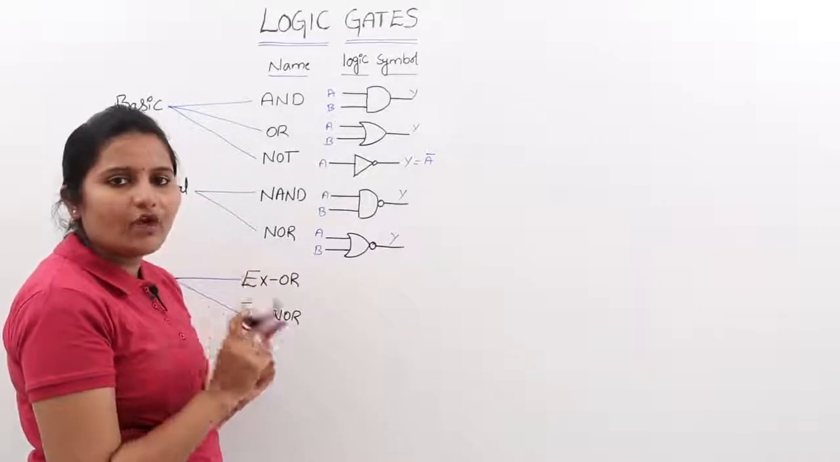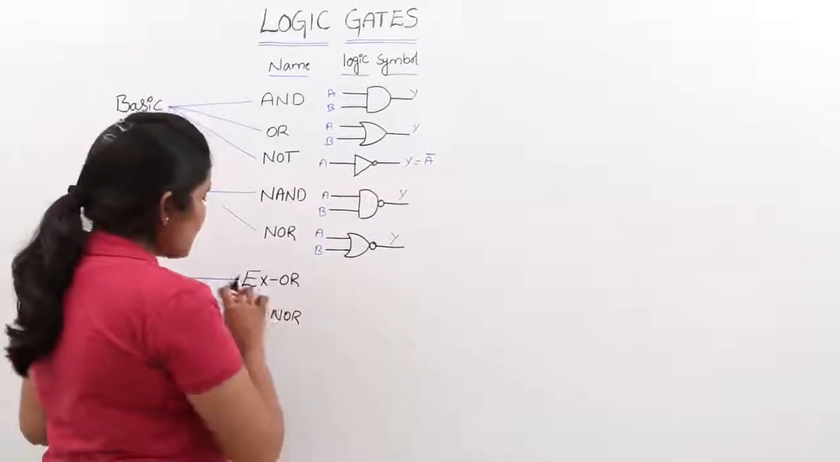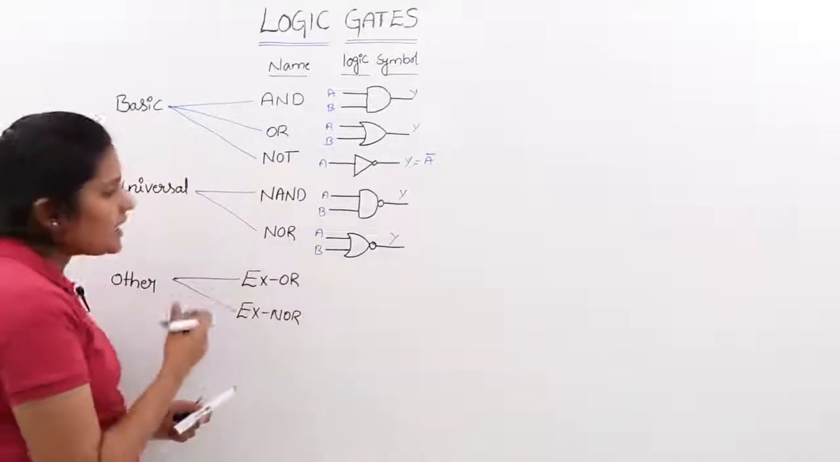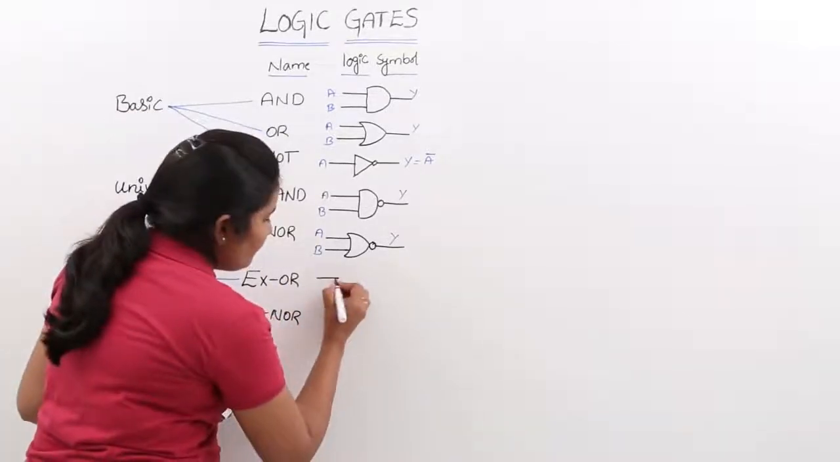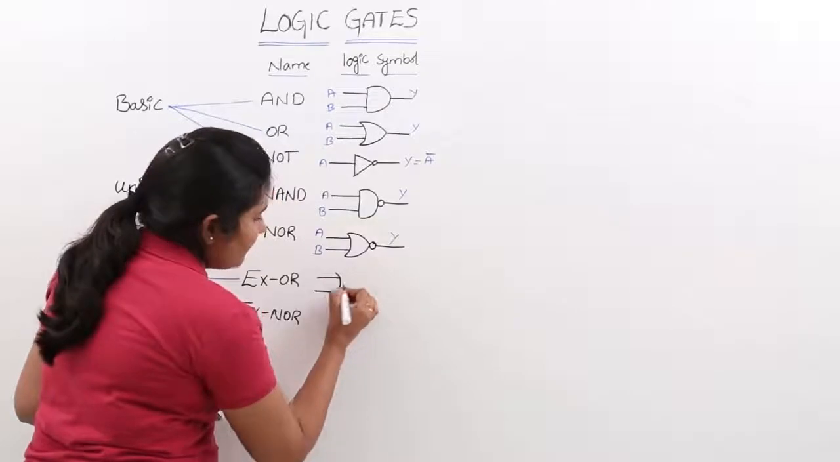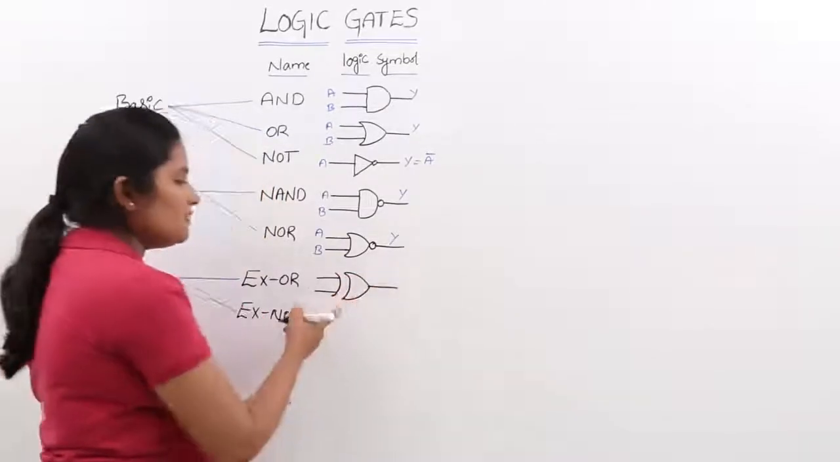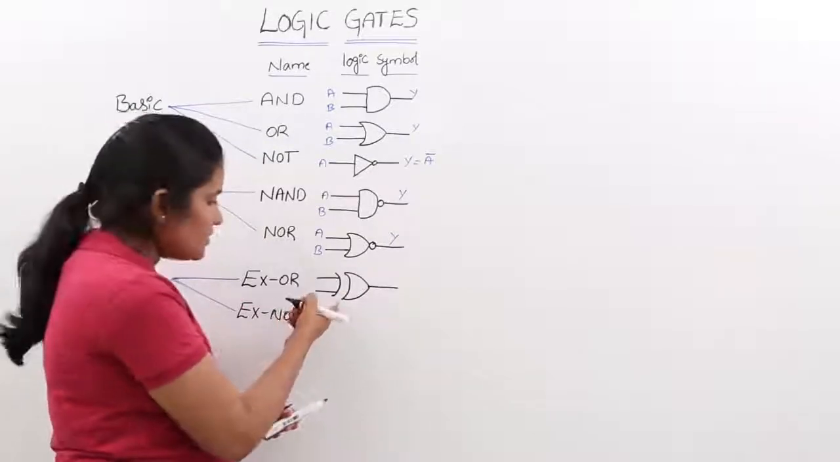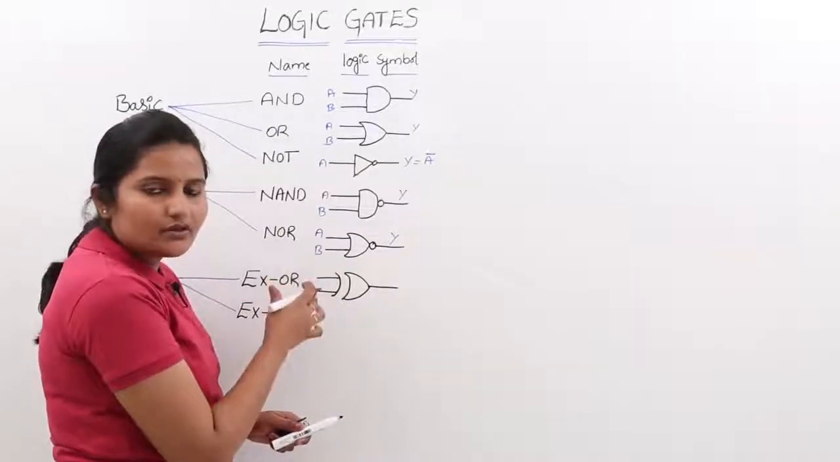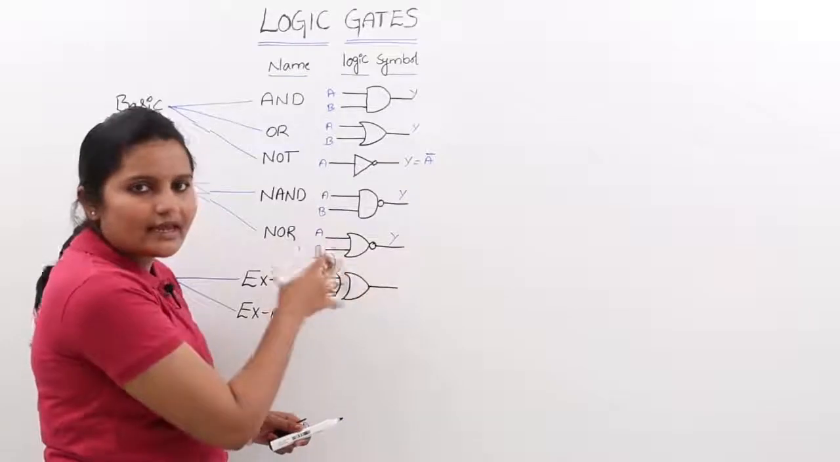Only we are having 1 output. So, now we are going for other gates like XOR and XNOR. The logic symbol for XOR gate will be like this. So, here this is the logic symbol for XOR gate. Anywhere you see a symbol like this, you have to identify this as XOR gate.